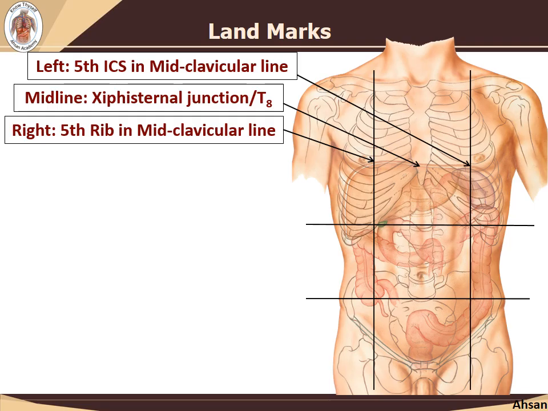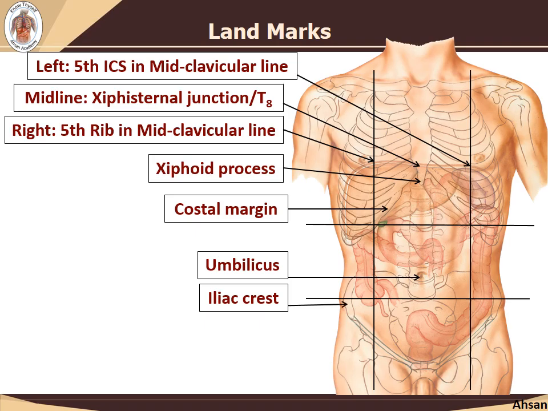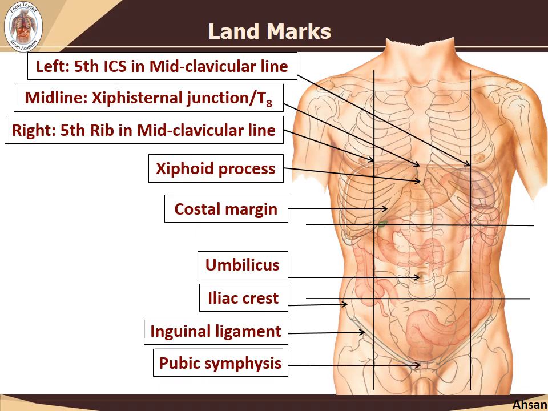This is the point, the xiphisternal junction, which lies at the level of the 8th thoracic vertebral body. This is the xiphoid process. This one is the costal margin. This is the umbilicus, the iliac crest. This is the inguinal ligament. So these are easily identifiable on the surface of the thorax as well as the abdomen. This is the pubic symphysis.